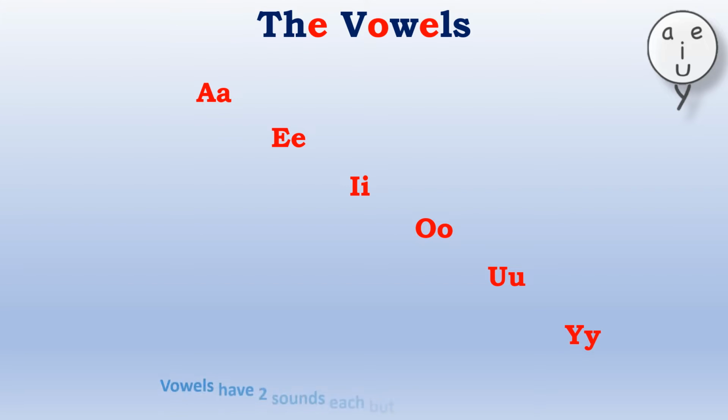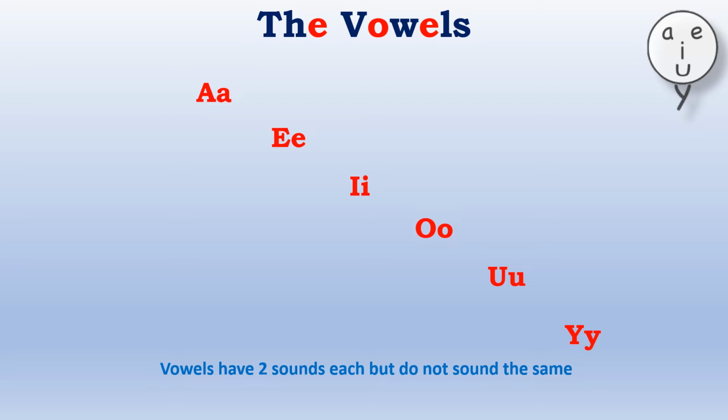Vowels. A, E, I, O, U, and sometimes Y. Vowels have two sounds each, but do not sound the same. One is short and the other one says its name.